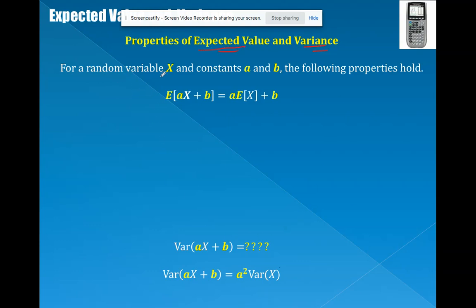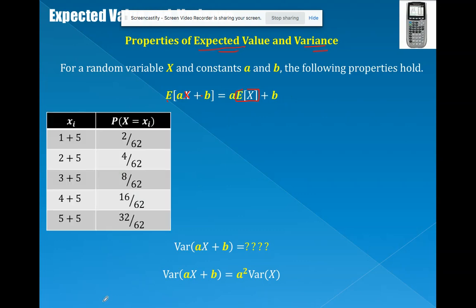So discrete random variable, and I have constants A and B. Look at what this statement says. The expected value of my random discrete variable multiplied by a number and then maybe added is just get the expected value without multiplying and adding, and then go ahead and multiply your mean and add to your mean.